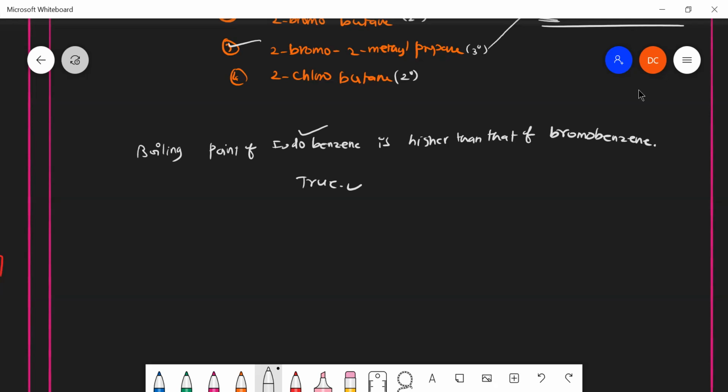True only. Why? Iodine is larger. It has more surface area. So if it has more surface area, then it can accommodate more iodobenzene molecules like that. So the molar mass is increasing. The molar mass is increasing, so the boiling point will also increase. Right? Okay.